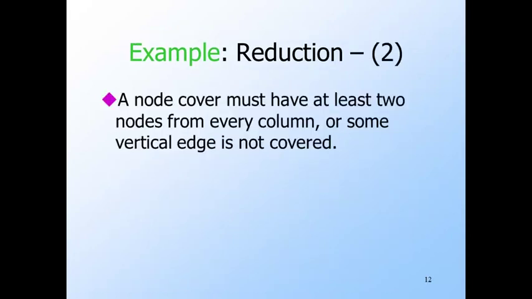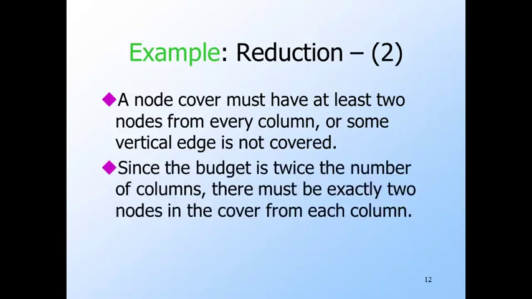The first thing to observe about the constructed graph is that a node cover must have at least 2 of the 3 nodes in every column. If it has only 1 node in a column, then the vertical edge between the 2 unselected nodes will not be covered. And if the node cover has 0 nodes from a column, then all 3 edges in that column will be uncovered. But the budget is exactly twice the number of clauses. So if all 3 nodes in one column were in the node cover, then some other column would be shortchanged. It could get only 1 node and we would not have a node cover. The conclusion is that there can be no node cover with fewer than k nodes, and if there is a node cover of exactly k nodes, then these k nodes must be exactly 2 from each column.